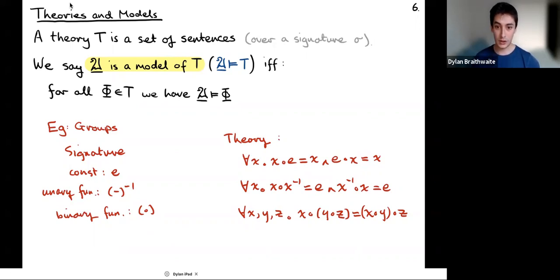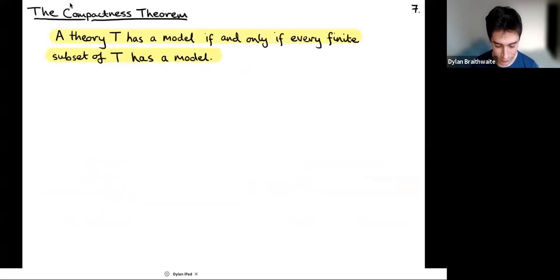That's all great, but sometimes we might want to define a theory for something which it turns out we can't do with first order logic. But it's kind of tricky to prove that. One common tool in classical model theory is the compactness theorem, which says that a theory has a model if and only if every finite subset of it also has a model.